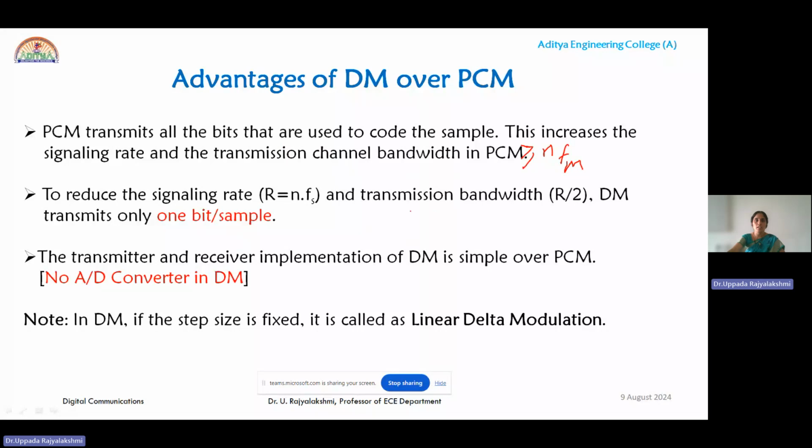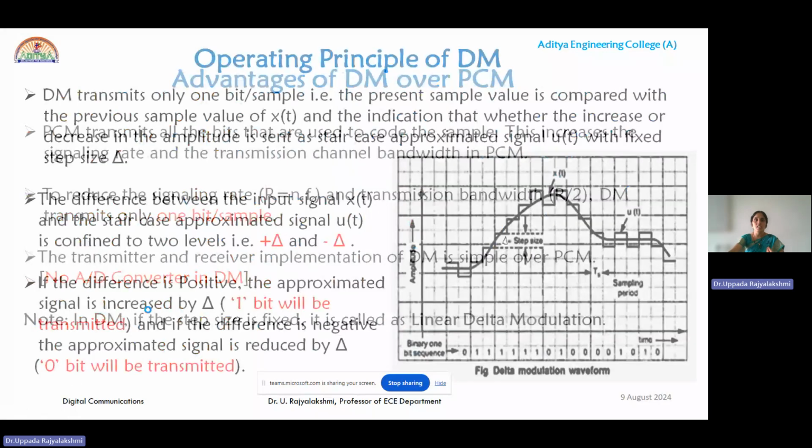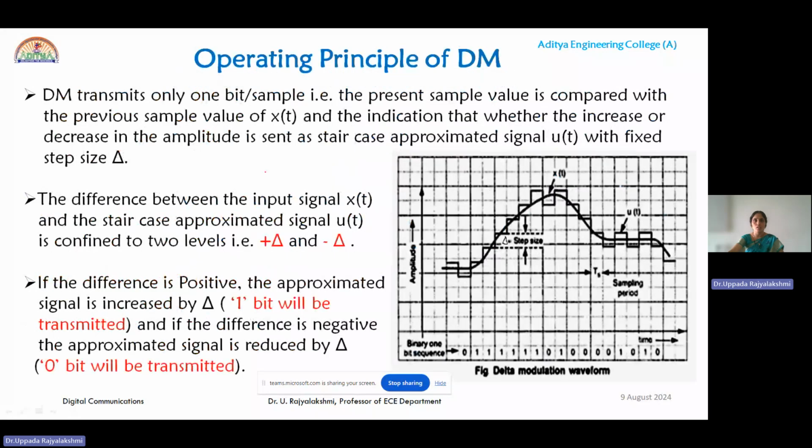So in order to reduce the signaling rate and bandwidth in a PCM system, delta modulation considers only 1 bit per quantizer and transmits only 1 bit per sample. That is the first advantage of delta modulation. And the second advantage is that the transmitter and receiver implementation of delta modulation is somewhat simple over PCM. Here we are considering the step size as fixed, so it is called linear delta modulation. If the step size is variable, it is called adaptive delta modulation.